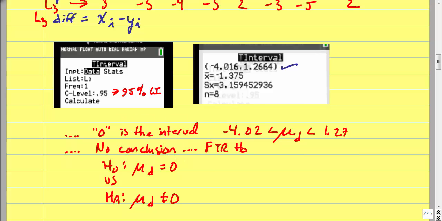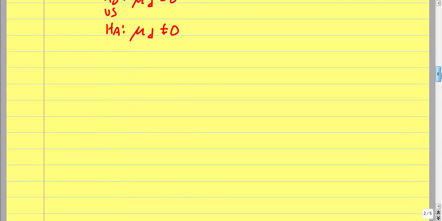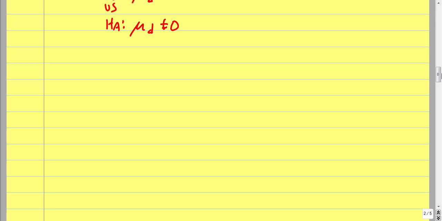Now sometimes it doesn't ask me to go this far, it asks me just to find the interval, but if they do want some more information, it's good to write out your hypotheses and then draw a quick conclusion based on this interval. And again, 0 is in the interval is the key. Now most of the homework problems, you're checking to see whether the difference is equal to 0 or not equal to 0. But if you see the words greater than or less than, make sure you take that into account for your alternative hypothesis.